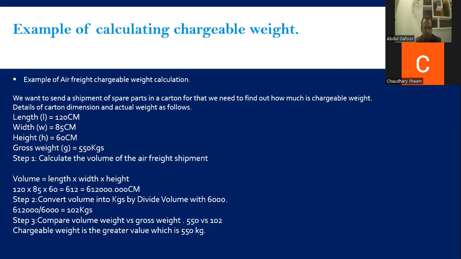When you are making the calculation for the air freight, first they will ask what the gross weight of the shipment is, the actual weight, and what space is required for this shipment. Then you calculate the CBM, and the dimensional factor is 6,000 for cubic centimeters, and you get both values. Then you compare the actual weight and the volume weight, and the highest one will be charged. You got the point, right?